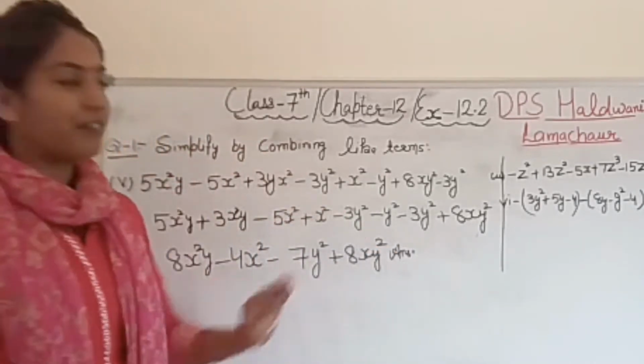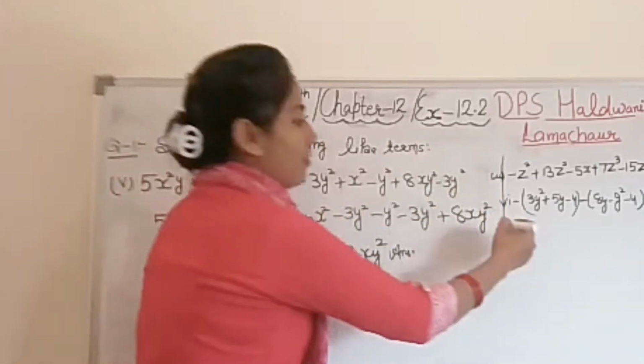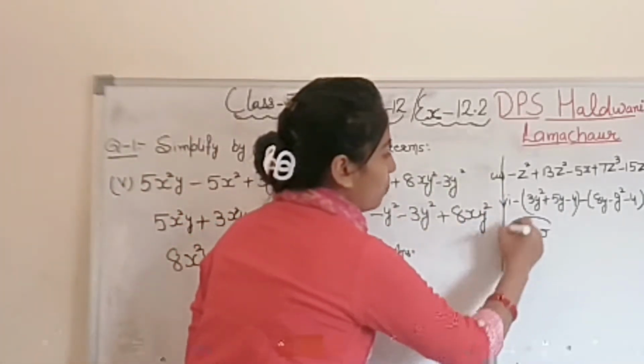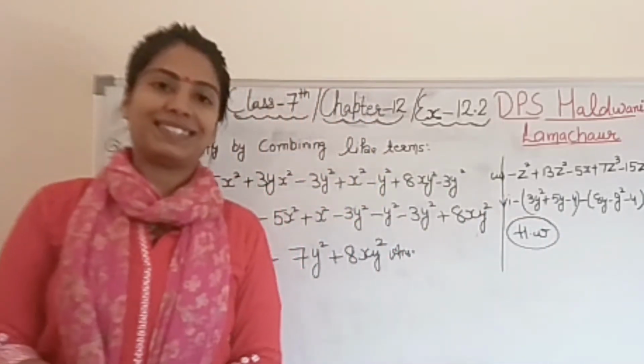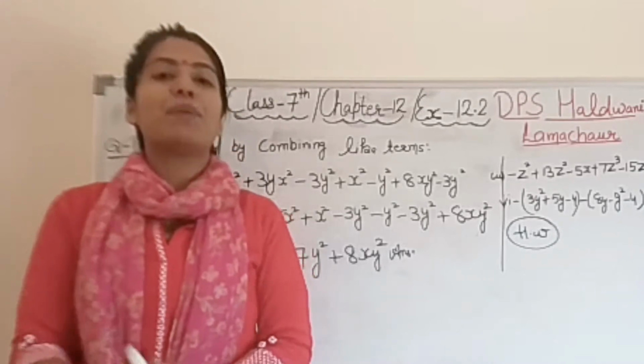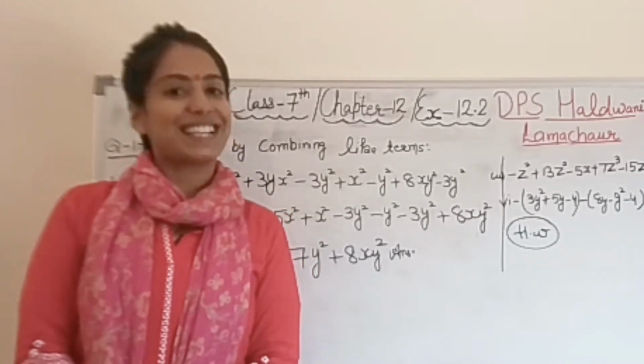So this is about the fifth part. Now two parts I am giving you as homework. These two parts you will solve on your own. Right, student? So this was about question number 1. Now coming to our next question.